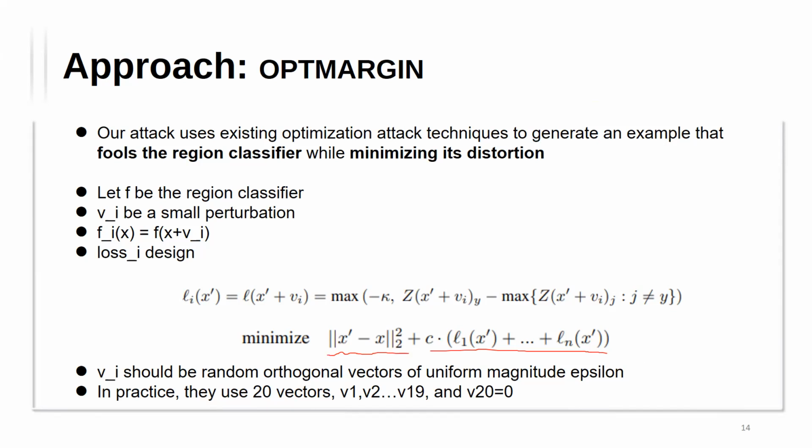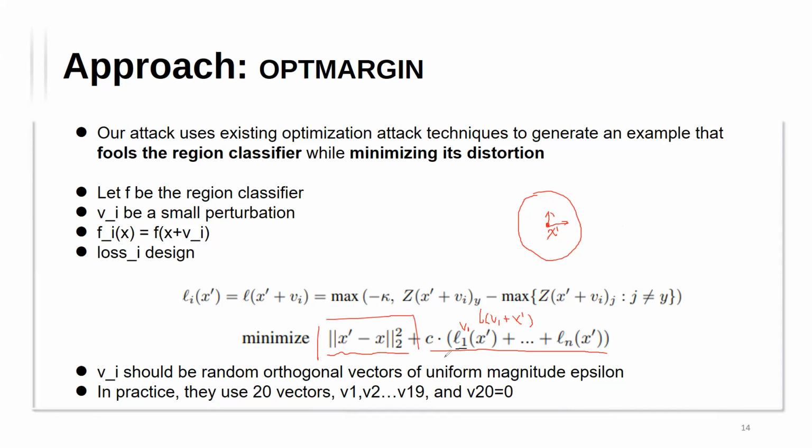So here we minimize the error one loss. Error one is that vector, which means they choose the v1 direction, plus f of x prime. They find an adversarial x prime and go in 20 different directions, and they make sure that in those 20 directions the x prime can fool the region classifier, and also the first part is to minimize the distortion.